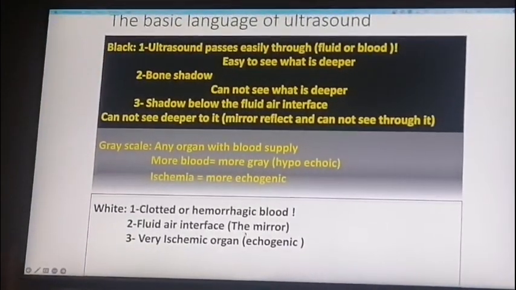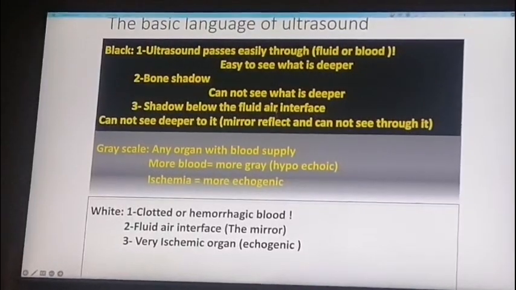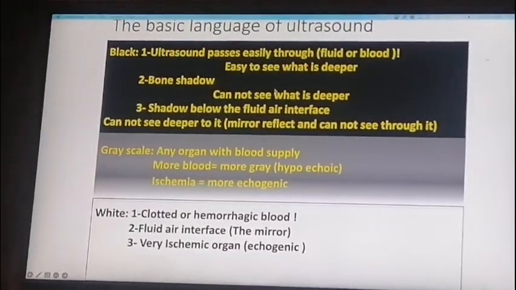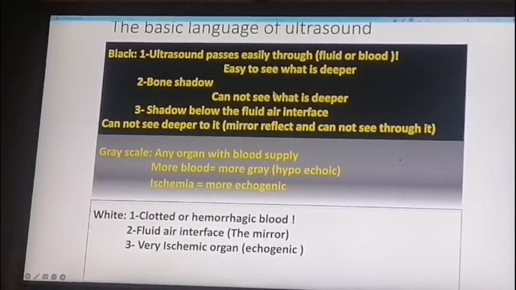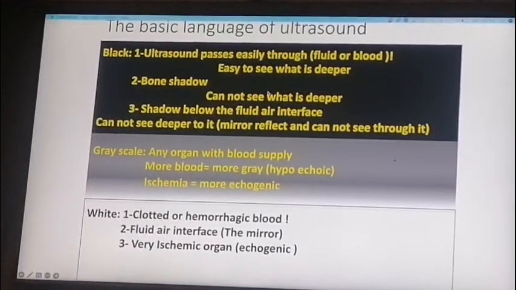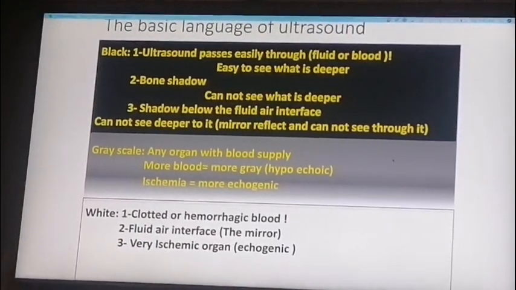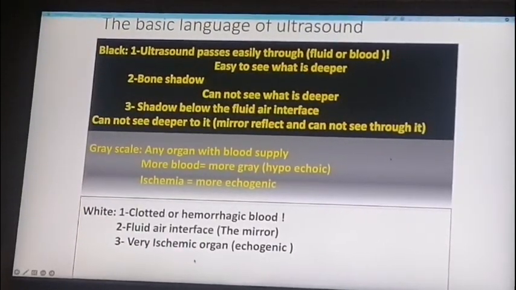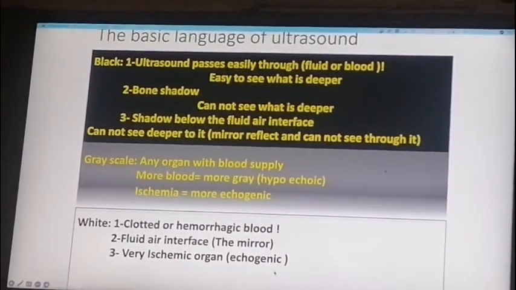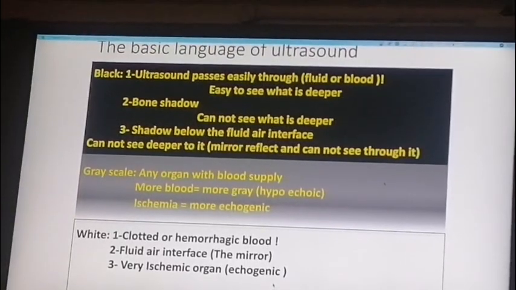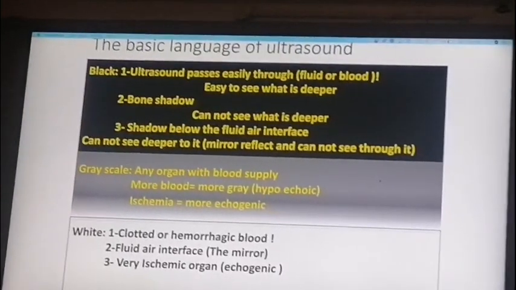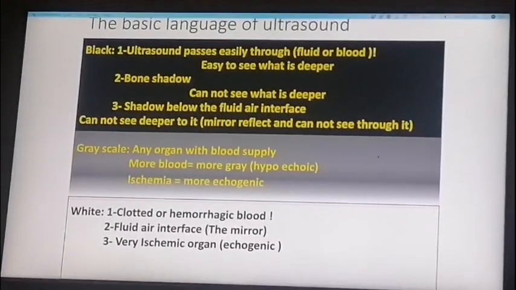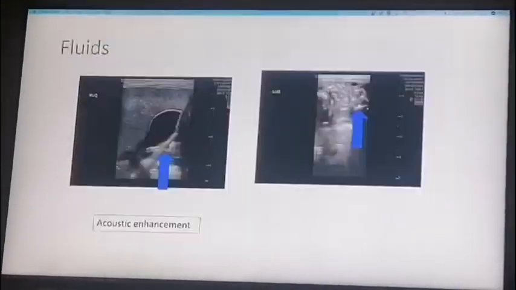Number 2, the fluid interface itself. The black is what's below the fluid interface, but the interface itself is white, like the pleura. The pleural line will be white, echogenic. And number 3, a very ischemic organ will also be echogenic. So we have examples of that. This slide is probably enough for this presentation, explaining the language of ultrasound in detail.